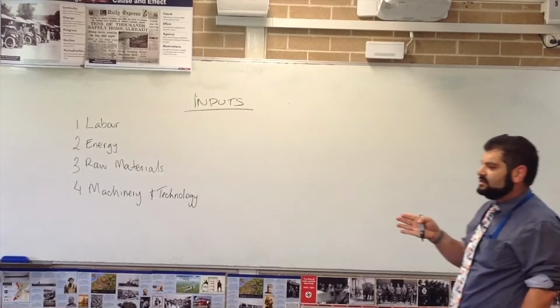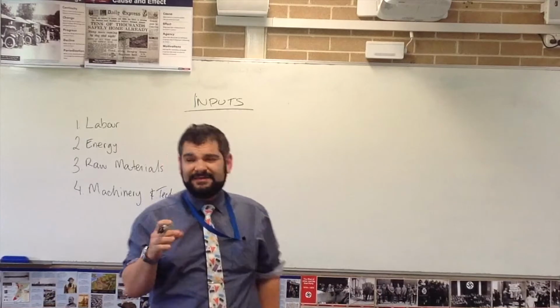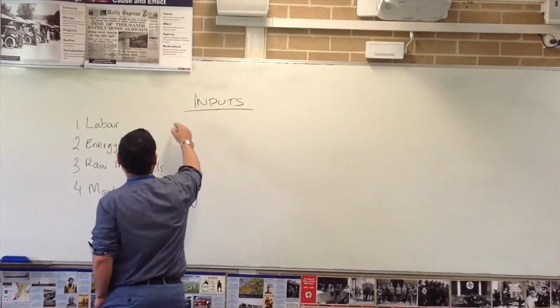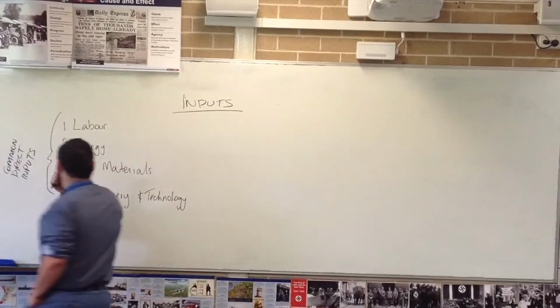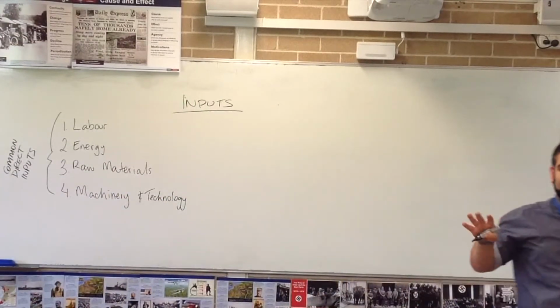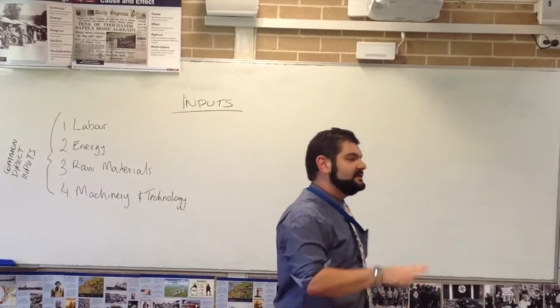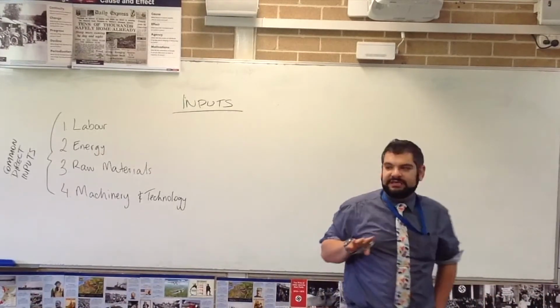Now, they had a name. There was a three-part name to it. What are they known as? Common direct inputs. Thank you. Okay, so it doesn't matter if you're making a good, making a service, making red t-shirts, or doing someone's taxes. These are the four essential things you need, okay?